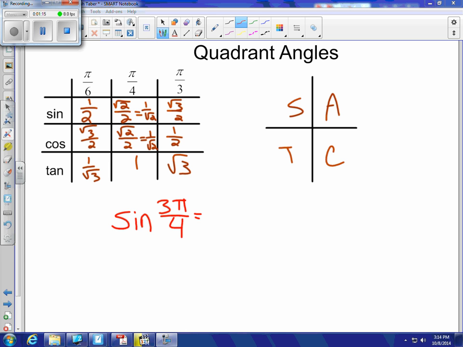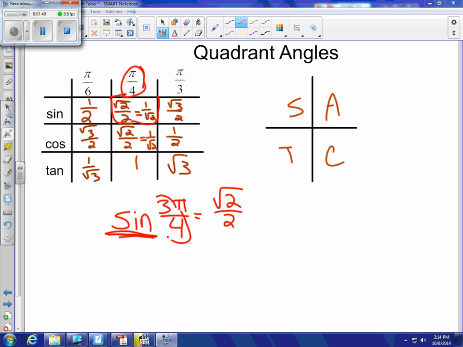Well, first off, we know we have to use this column. We also need to know, well, what is our trig function? Our trig function is sine. So we know that this is part of our answer. Well, what's the other part? Well, we need to know, is it positive or is it negative? That's where the 3 in 3 pi over 4 comes in.